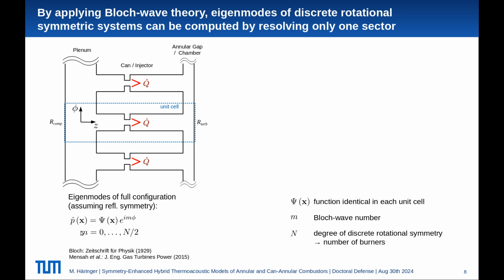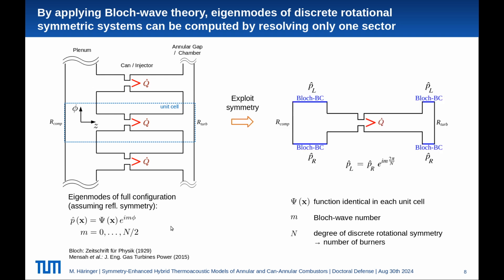This relation here has a very important implication in modeling because it allows us to reduce the computational domain to actually one single unit cell by employing so-called Bloch boundary conditions here. Those are pseudo-periodic boundary conditions for the acoustic variables, and they again depend on the azimuthal mode order and the number of burners that we have here. So with that, we can compute thermoacoustic eigenmodes of the full system by considering only one unit cell, and we compute those eigenmodes for each mode order. So for each mode order, we select an m, compute the eigenmode, and then select a different m.